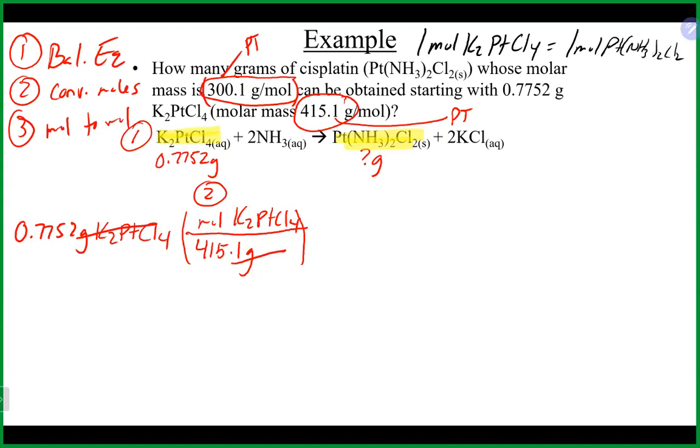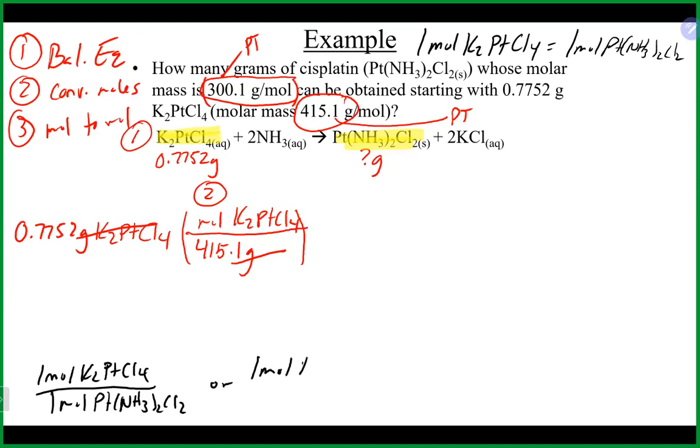Remember that that's what's referred to as the stoichiometric equality. And from that, we could get really 2 conversion factors that we could use. We could have 1 mole of our K2PtCl4 over 1 mole of our product here. Or again, we could use it in the other fashion there, 1 mole of our product over 1 mole of our reactant here.